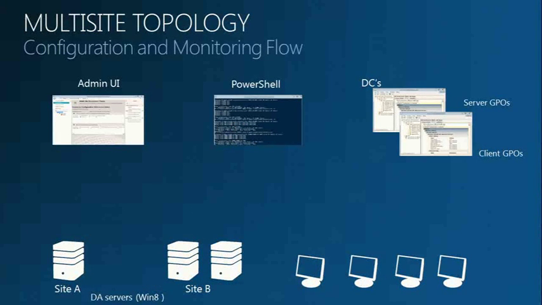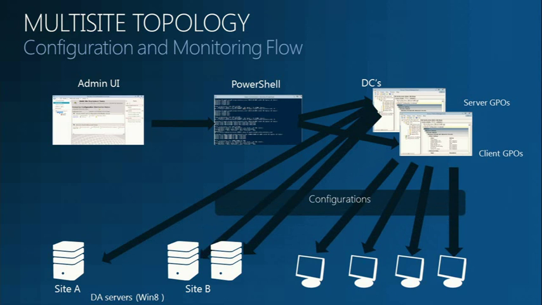So a little bit from a topology overview and a topology flow. The way that this works, you have an admin UI, which I'll show you in a second. That admin UI is built on top of PowerShell, and the PowerShell is responsible for building out those GPOs and then pushing them down to servers and also the client GPOs. What happens then is the client GPOs obviously get pushed down to clients.